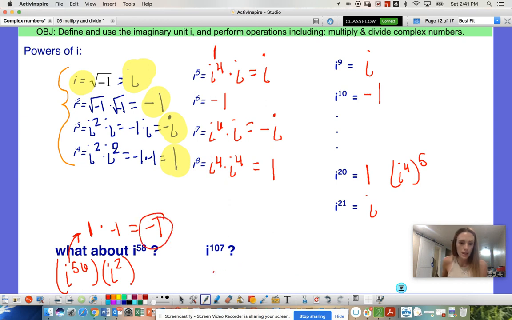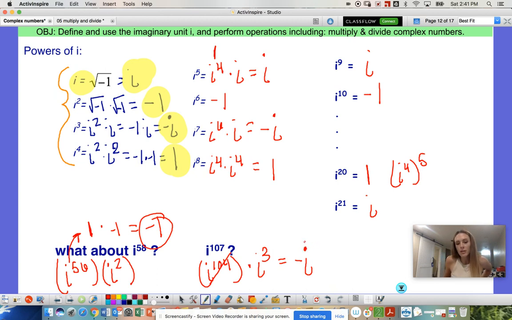It makes it very nice. 107 is 104. So the closest one we have here is 104. And then we have 3 more left. So really, this just turns to 1, and we really just have to decide what I to the 3rd is. And we know I to the 3rd is -I.